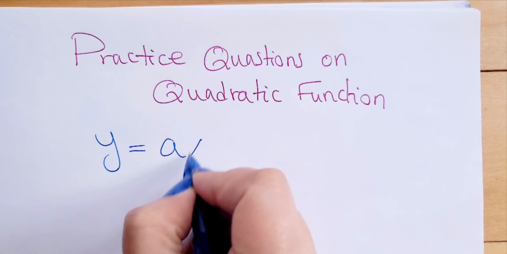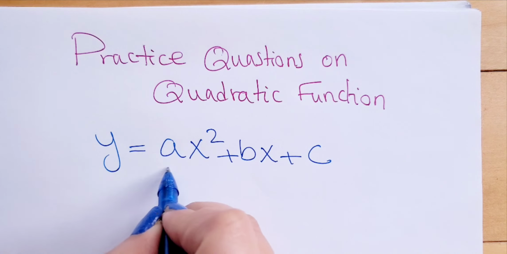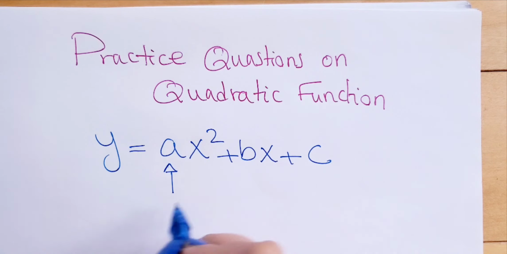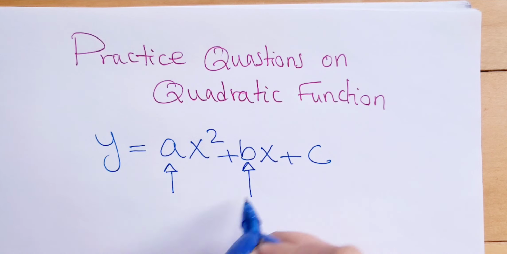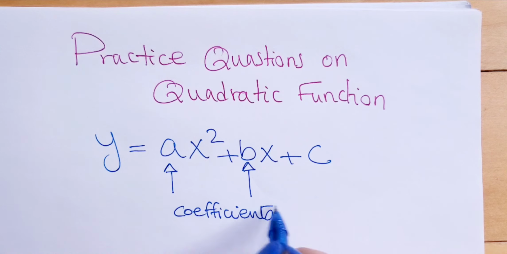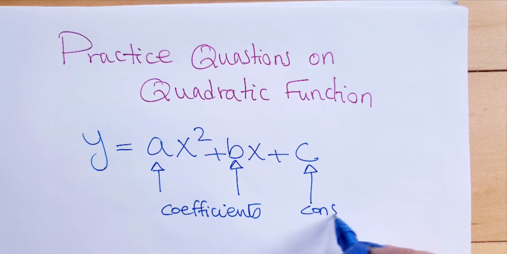y equals ax^2 plus bx plus c, where a is always the coefficient of x to the power 2. They are called coefficients. And b is always the coefficient of x, and c is always the constant.